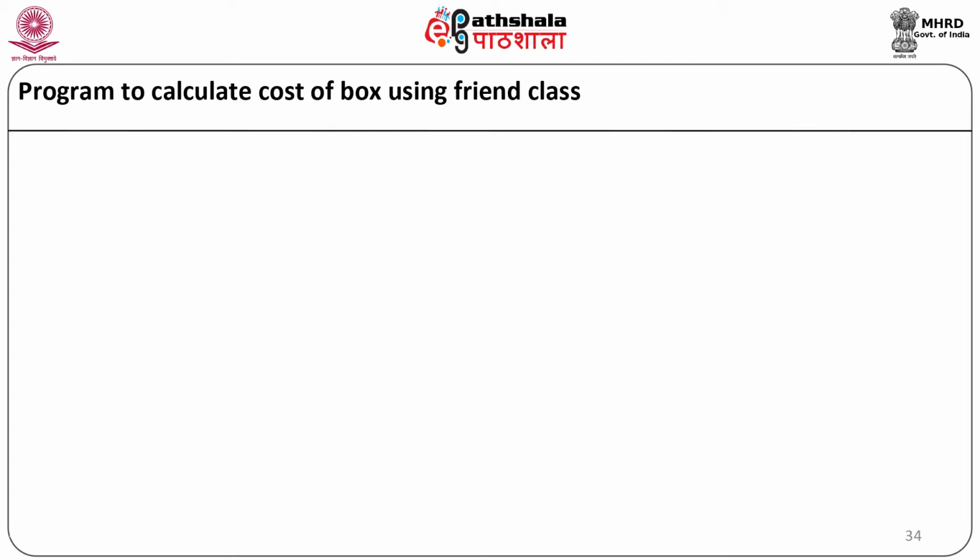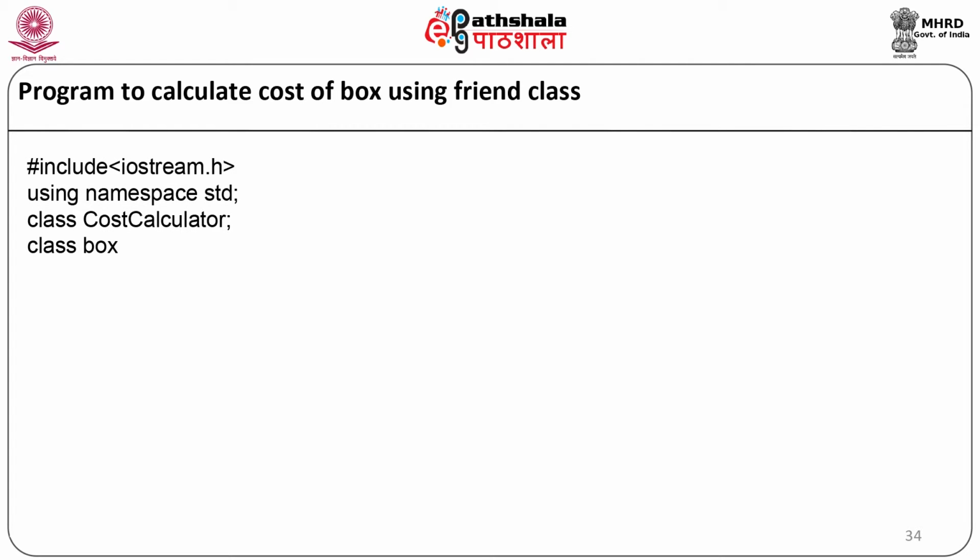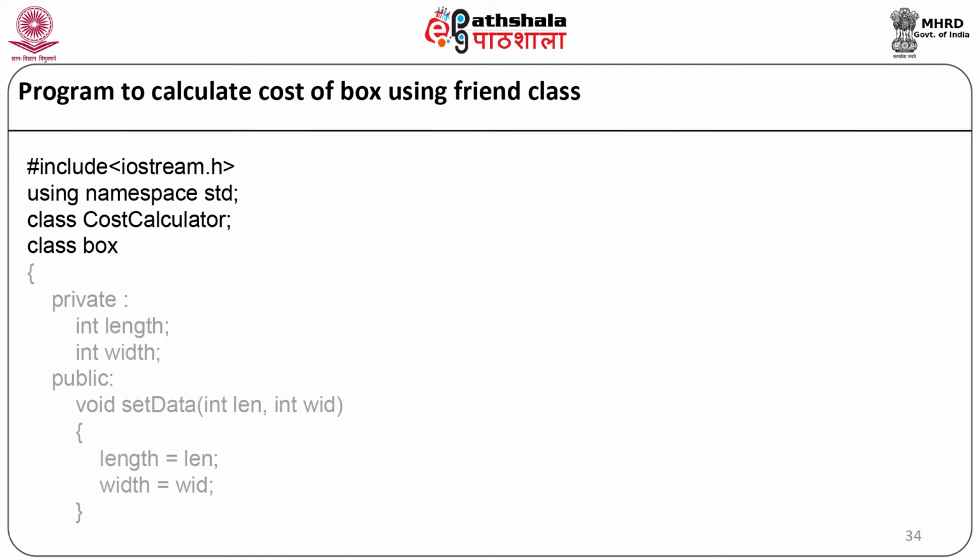Now let us see one more program to calculate the cost of the box using the friend class. We will start with our program, #include iostream, using namespace std. Now here the class cost calculator will be forward declared. Now we will start with the class box. Here in the private section we will have data members, integer length and integer width. In a public section we will have a member function set data, where it will accept two parameters, integer length and integer width. Length will be equal to length and width will be equal to width. Our function will end here.